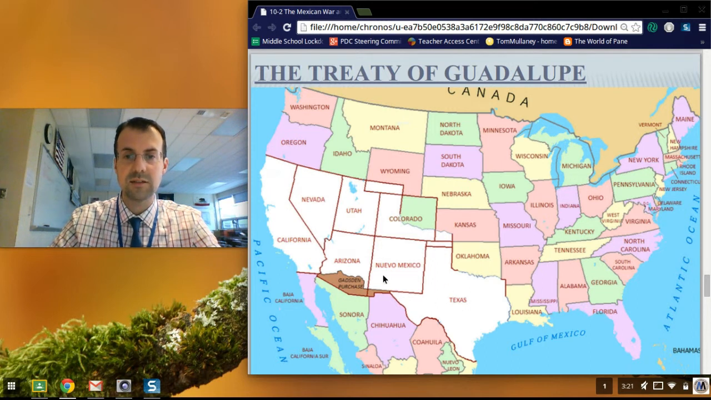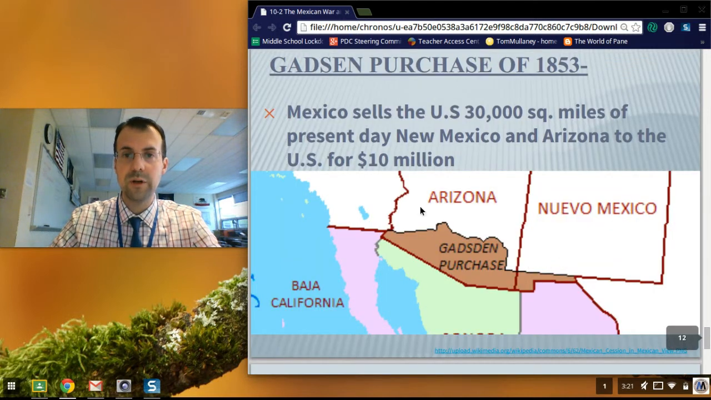This here is the Gadsden Purchase, which comes 5 years later. Essentially, Mexico sells the U.S. about 30,000 square miles. It's most of southern Arizona and a little bit of southern New Mexico, and that is what makes our lower 48 essentially complete.